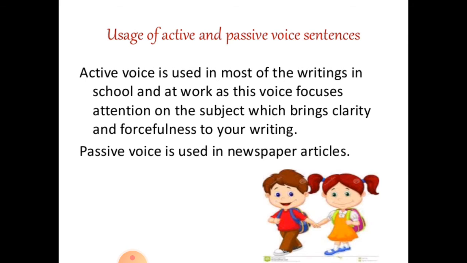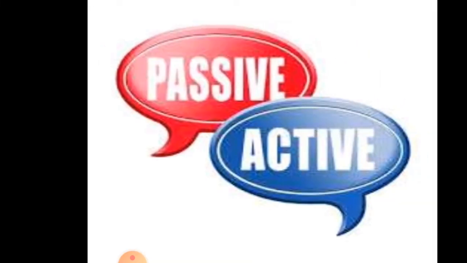Now we'll see the usage of active and passive voice in sentences. Active voice is used in most writing in school and at work, as this voice focuses attention on the subject, which brings clarity and forcefulness to your writing. Passive voice is used in newspaper articles. See, we use passive voice in newspaper articles.